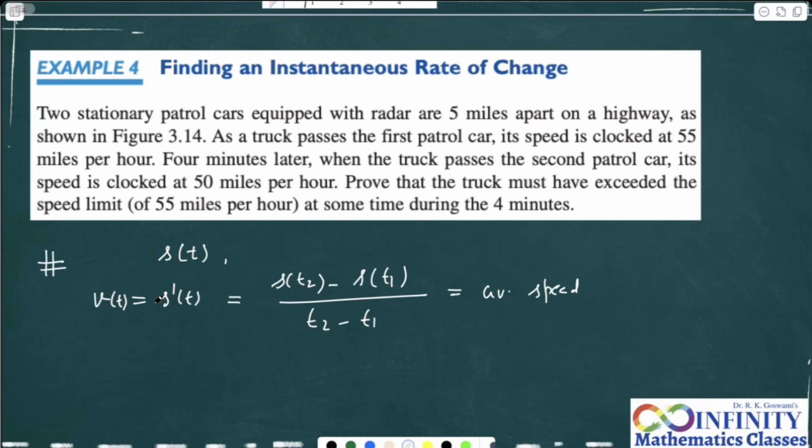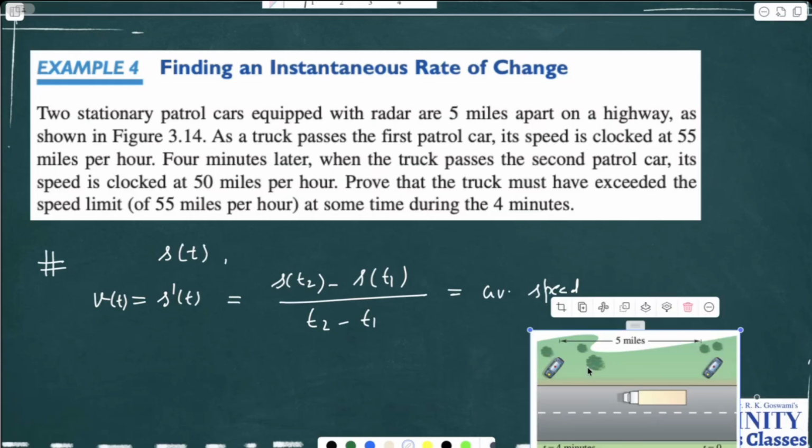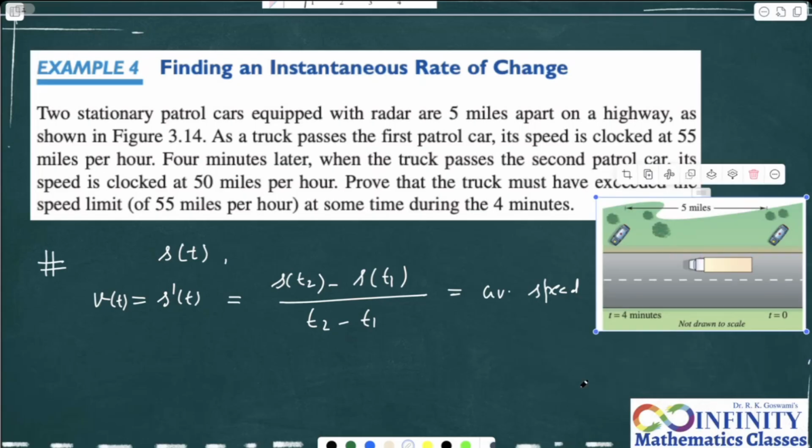There is a question based on the same. Two stationary patrol cars equipped with radar are 5 miles apart on a highway. As shown in the figure, let me just show you the figure also. Give me a second. Just look at the figure. I hope it is visible to you clearly.